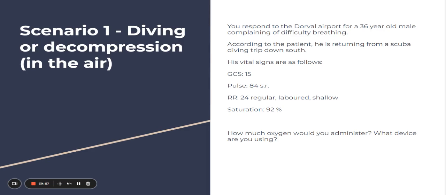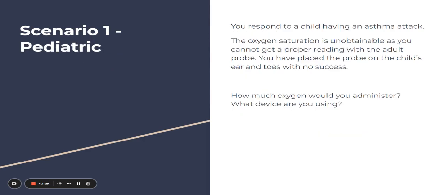So I kind of already gave you the answer, but you respond to the Dorval Airport for a 36-year-old male complaining of difficulty breathing. According to the patient, he's returning from a scuba diving trip down south. The vital signs are GCS 15, pulse 84, breathing at 24, regular, labored, shallow, sating at 92%. How much oxygen are you giving this patient? So this patient, you're not even looking at the sat. They've told you it's a diving type call. You're giving 100% O2 right away with non-rebreather.